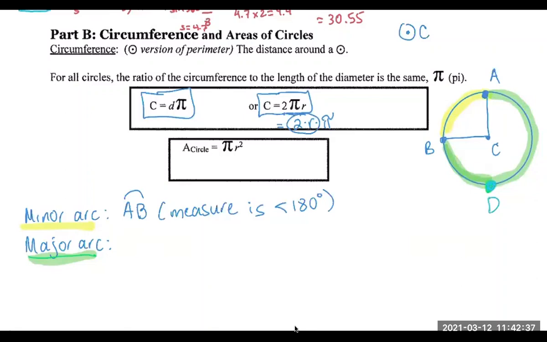Okay, any point between A and B along the major arc would be needed to describe the major arc in the name of it. So we would say either BDA or ADB, where D is in the middle. And then you would have the symbol above ADB. Okay, and the measure of a major arc is greater than 180 degrees.